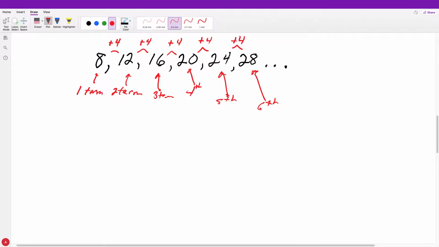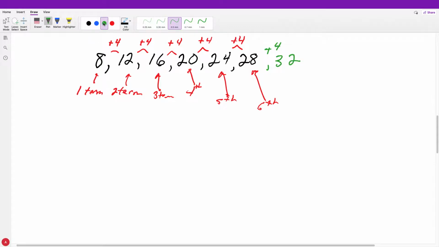Well, since we already have that sixth number, we can just say, okay, well, 28 plus 4, we know is going to give me 32. So then we can say that our seventh term is going to be 32. But what if I ask you for your 100th term? We don't want to have to, like I said before, count out 99 different numbers. So we can create a rule for this.